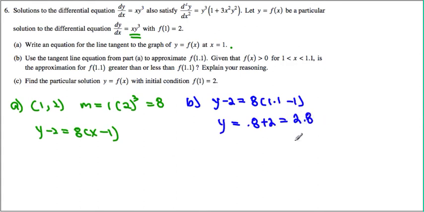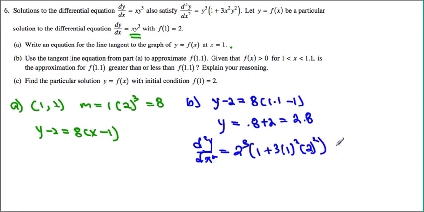Now, will this be actually greater or less than the actual value? Let us look at the second derivative. Since the point is 1 comma 2, we have 2 to the third power and 1 plus 3 times 1 squared and then 2 squared. Whatever this value is, which seems to be pretty large, you realize that it has to be greater than 0, while the first derivative is equal to positive 2. Both of them are positive.